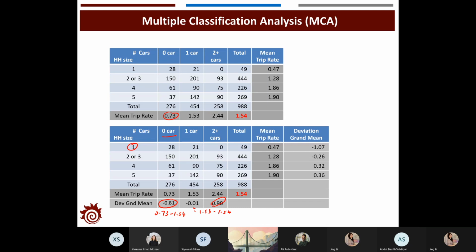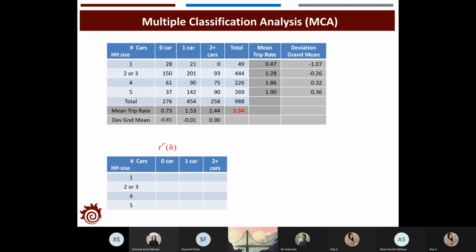And once you have these two sets of values, from the household size and from the number of the cars, you can use these two vectors and the grand mean to calculate the trip rate for each cell. So the calculation is also quite straightforward.